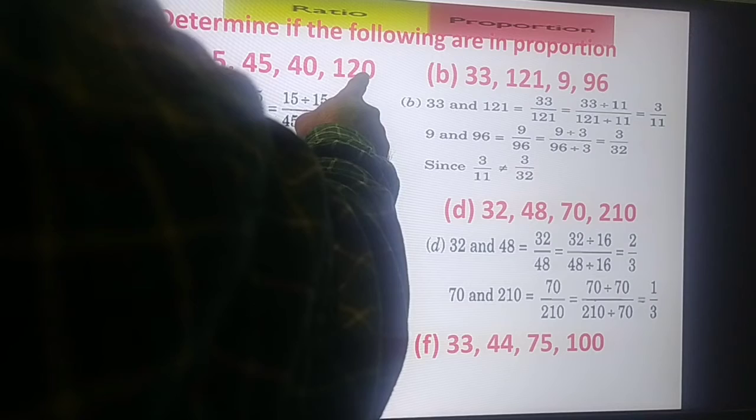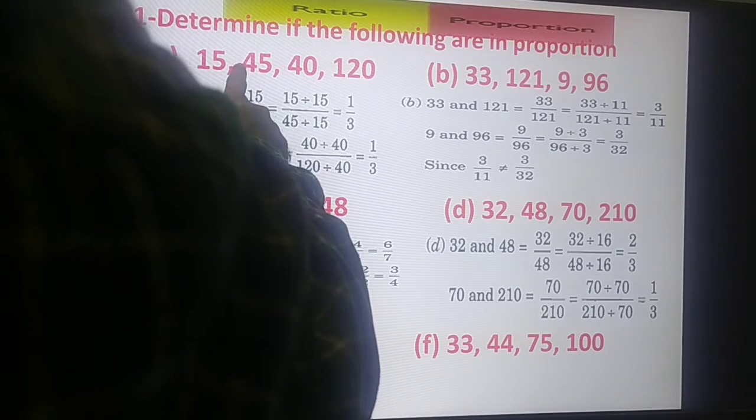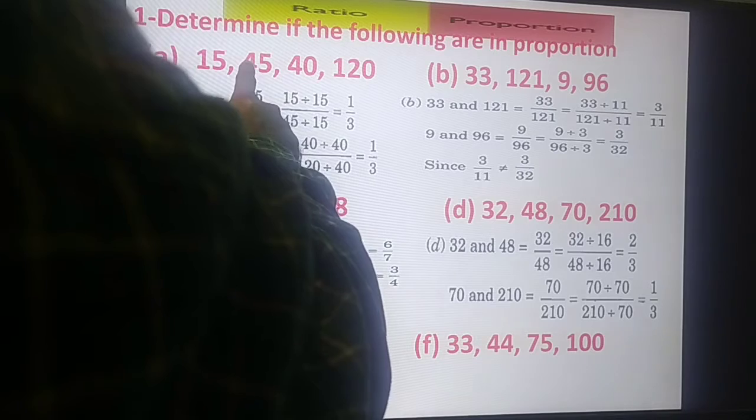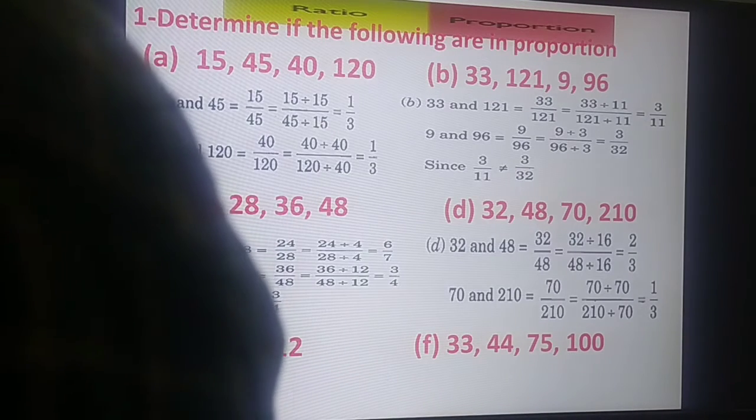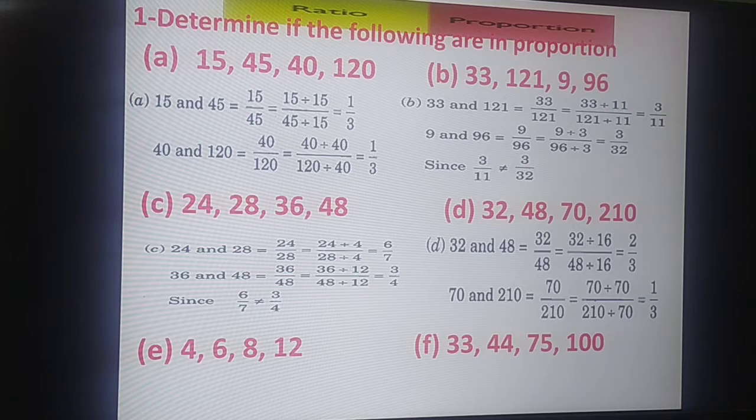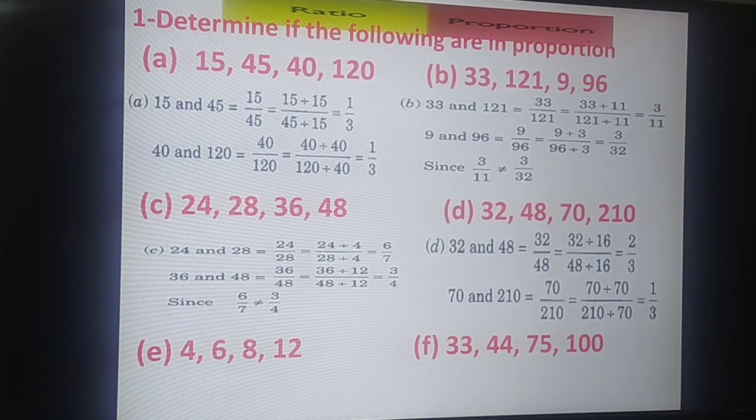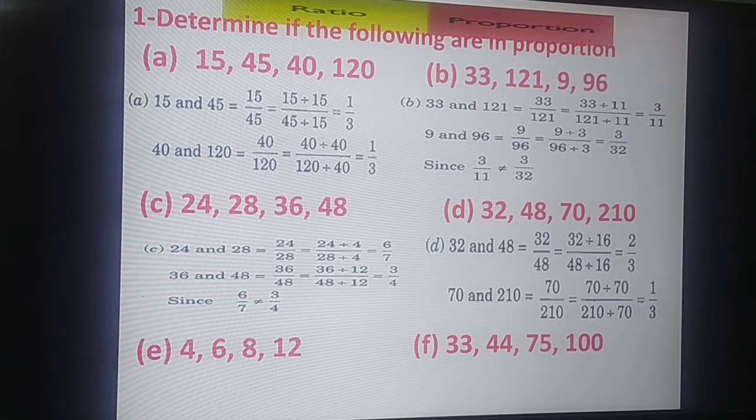15 by 120 is equal to 1800. 45 by 40 is equal to 1800. So the product of 15 by 120 and 45 by 40 is equal. It means that these are the proportion terms. So this 15, 45, 40 and 120.